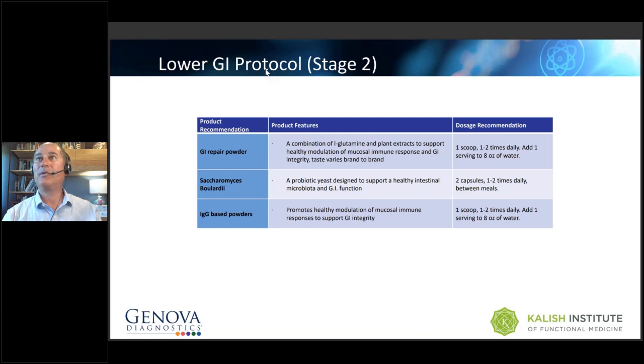H. pylori and Pseudomonas. So for H. pylori, hands down, where I've seen the most success is with mastica gum. Anywhere from 500 milligrams to 1,000 milligrams, breakfast, lunch, and dinner for H. pylori. That's what I've seen be the most successful, okay?